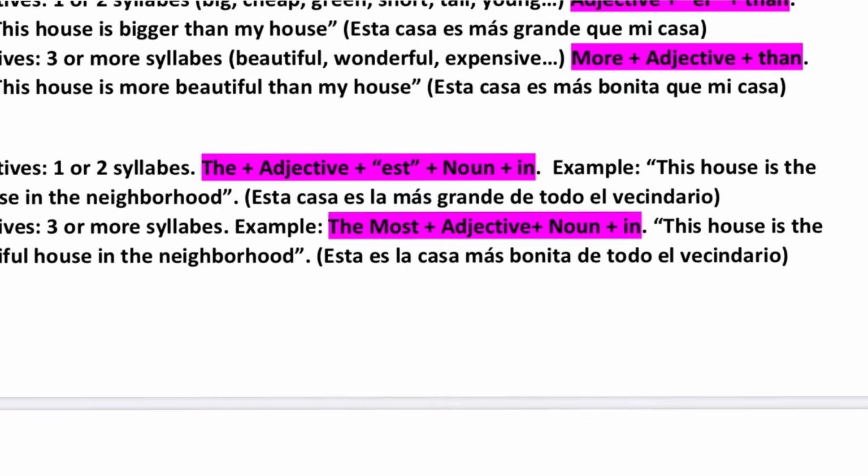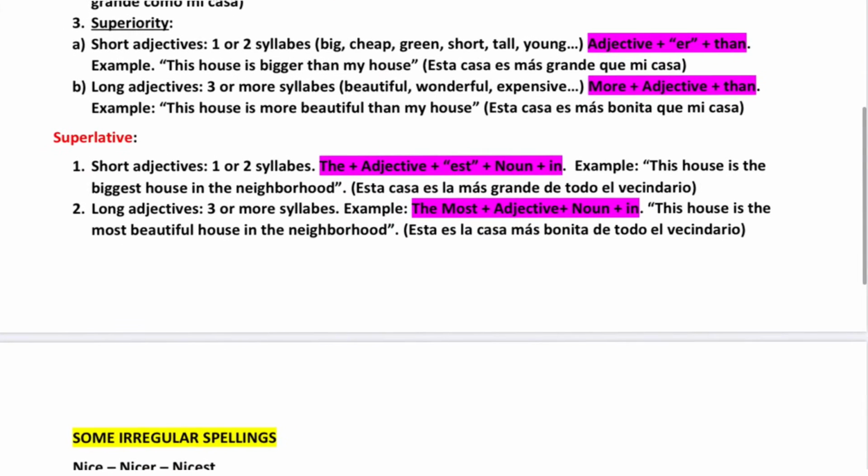La estructura es the más adjetivo más su fijación est, que se le añade al adjetivo, seguido del nombre y seguido siempre de la preposición in, que se utiliza la preposición in en inglés a pesar de que en español luego lo traduzcamos por de. Let's see the example. This house is the biggest house in the neighborhood. Esta casa es la más grande de todo el vecindario.